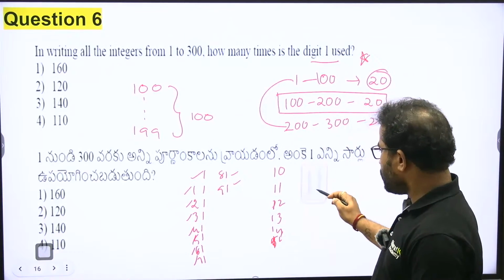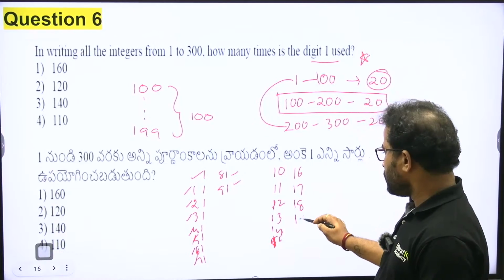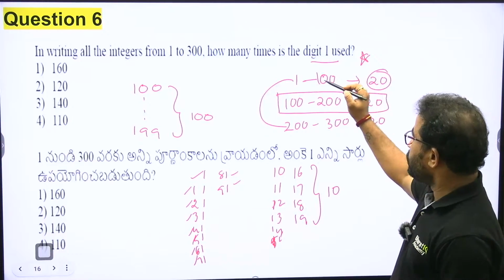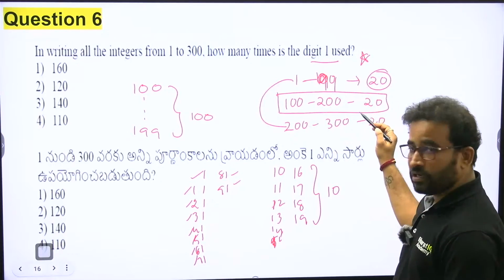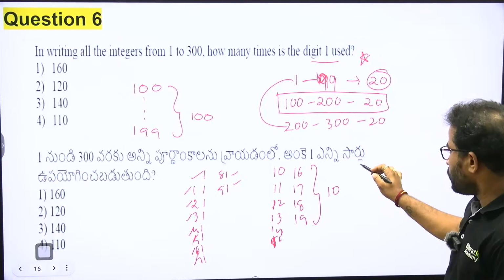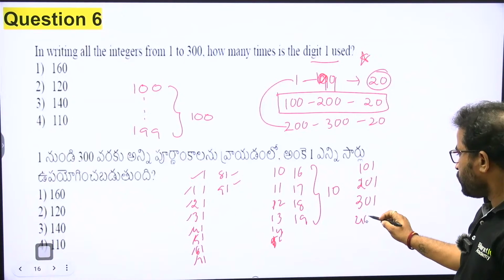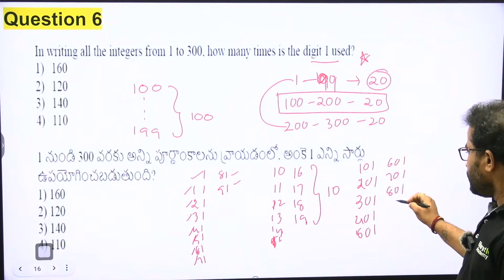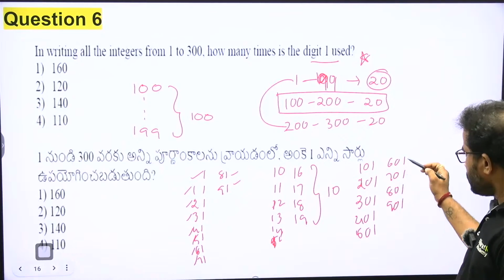Here also, how many times? 16, 17, 18, 19. Again we get 10 times. So from the double digit point of view, every time for 1 to 100 you need to check 1 to 99 only. Next, from 100 to 200 we consider both unit digit and tens digit points of view. The unit digit is 101, 201, 301, 401, 501, 601, 701, 801, 901. Already completed, how many times? 1, 2, 3, 4, 5, 6, 7, 8, 9.